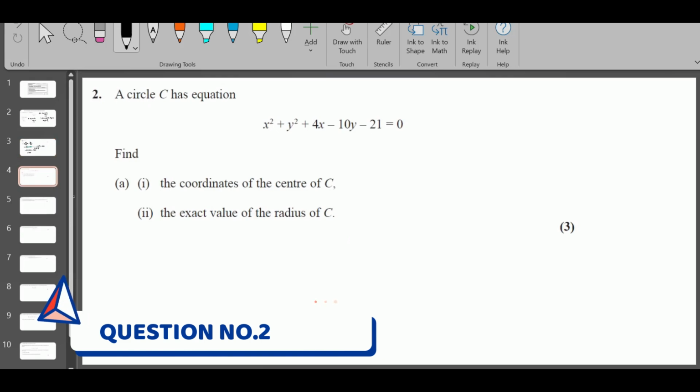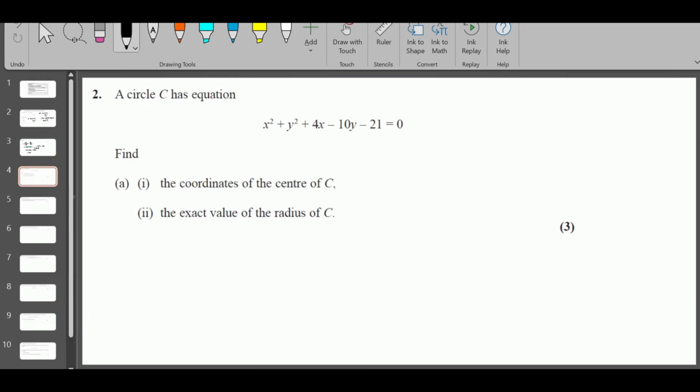We have an equation of a circle given. Find the center and radius. To find the center, take the coefficient of x as 2f and the coefficient of y as 2g. You can apply completing the square also but this will be a lot easier. So f is equal to 4 over 2, g is equal to minus 10 over 2.